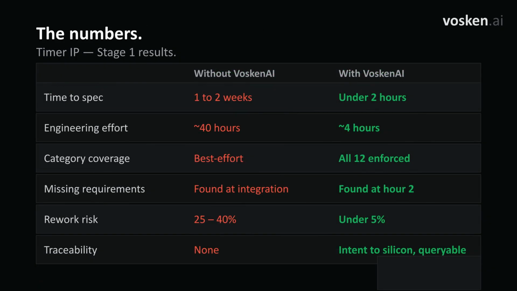With VoskenAI, the time to specification drops from 1 to 2 weeks to under 2 hours. Engineering effort is reduced significantly, and the risk of rework is dramatically decreased to under 5%.